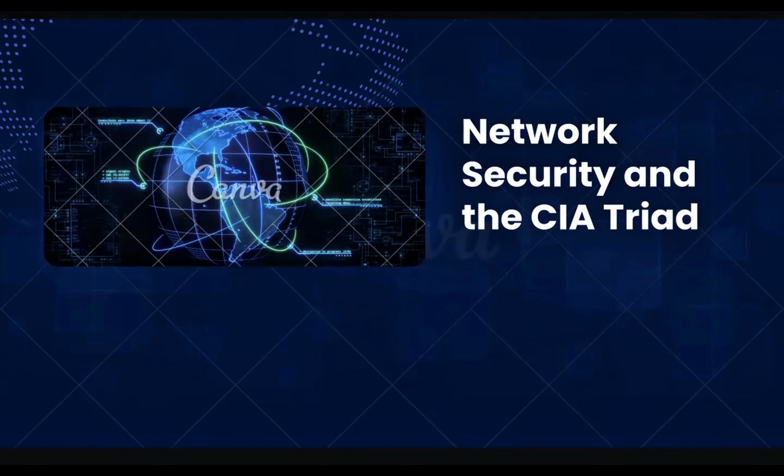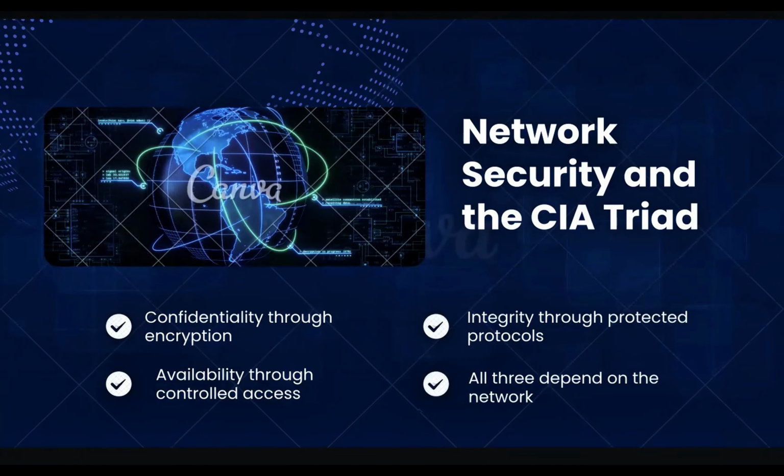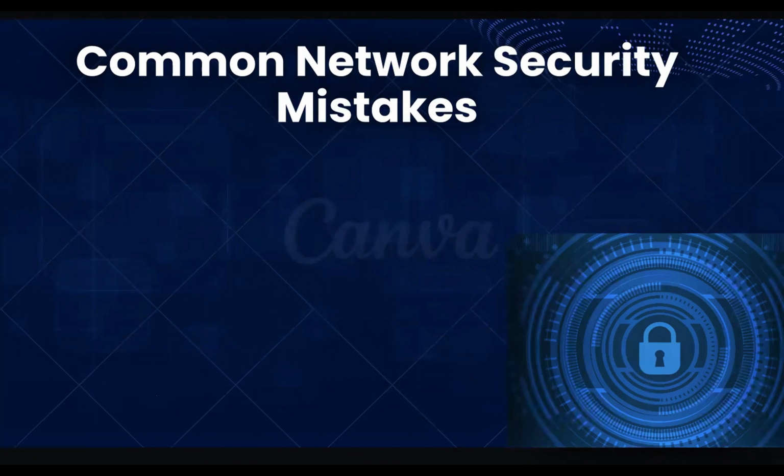Next, we have network security and the CIA triad. Network security also underpins core security principles. Confidentiality is protected through encryption, integrity is protected through secure protocols, availability is protected through controlled access, and all three depend on the network.